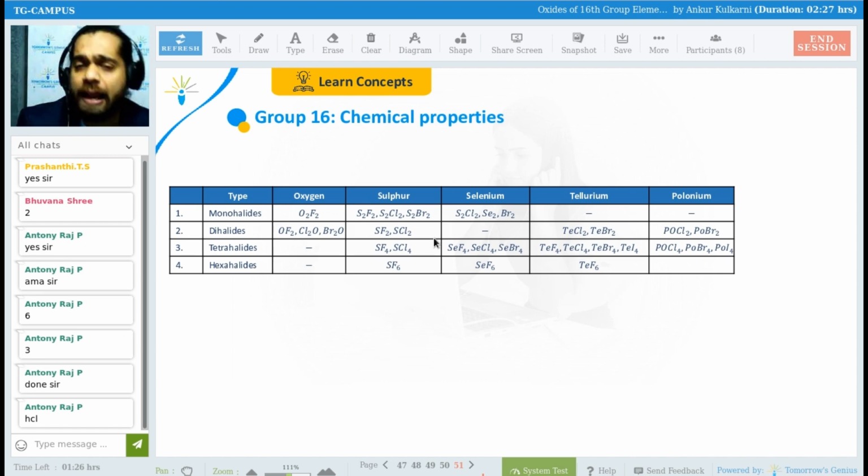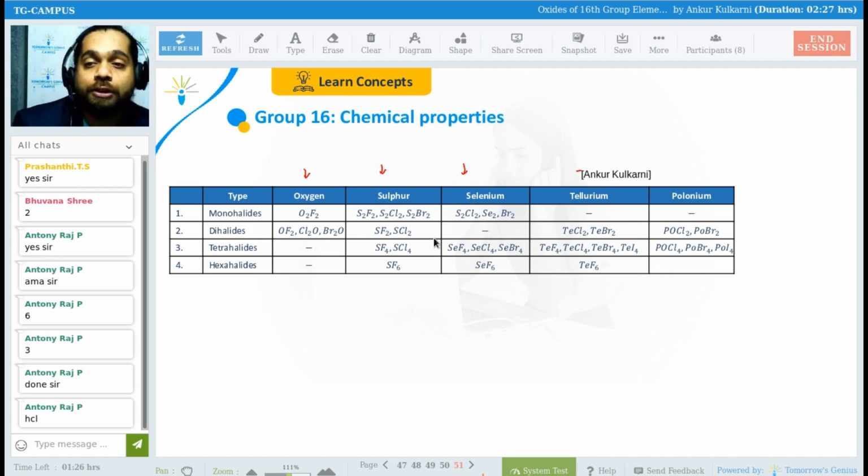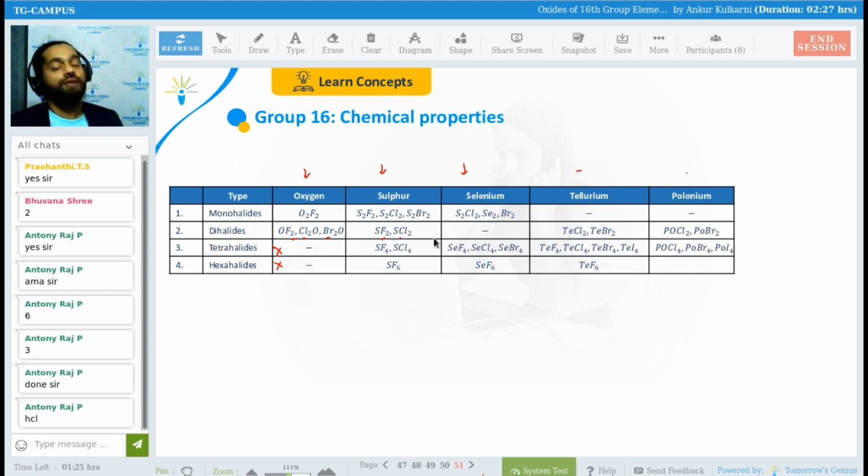So these are all of the halides. See, for monohalides, oxygen, sulfur, selenium are able to form monohalides. Your tellurium, polonium, due to the exceptional size, are not able to form monohalides. Then you have dihalides like SF2, SCl2, SBr2. Then you have tetrahalides, which oxygen cannot form. Hexahalides, no, it cannot form. So these are some of the halides of your group 16 elements.